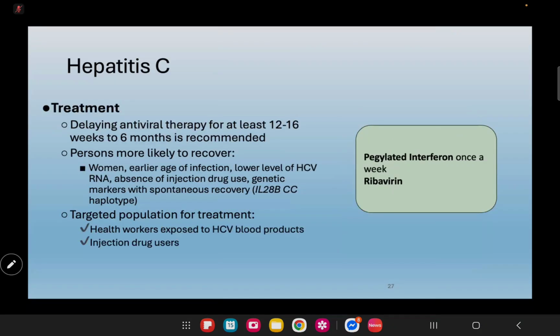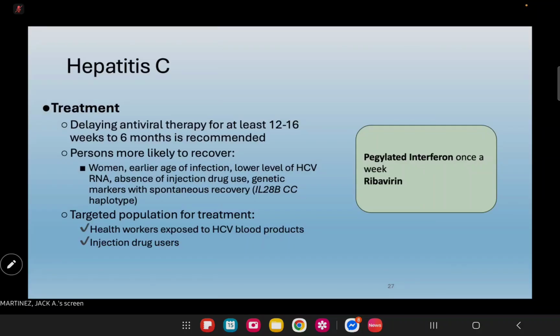So for the treatment, management of acute hepatitis C involves timing and patient selection. Okay? The antiviral therapy is usually delayed. It is delayed for at least 12 to 16 weeks and sometimes up to 6 months to allow for spontaneous recovery, although this occurs rarely.